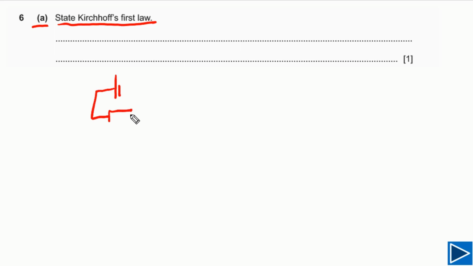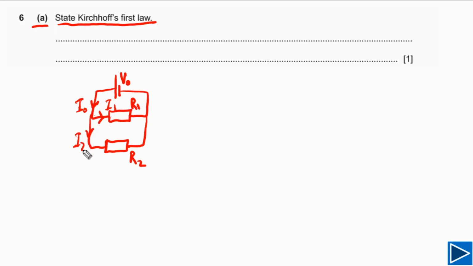We can understand this one simply with one very simple circuit. As you can see here, I have drawn this circuit now. Let's say the EMF of the power supply is V0, this resistor is R1 and the second resistor is R2. Also let's assume that the current coming from the battery in this circuit is I0, the current passing through resistor 1 is I1, and the current passing through the second resistor is I2.